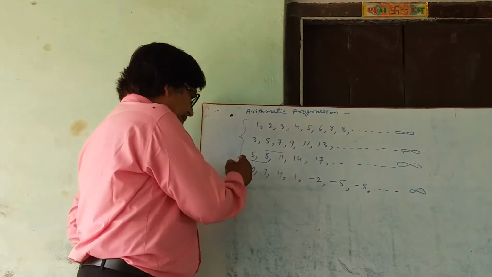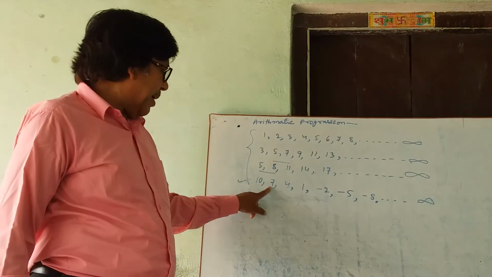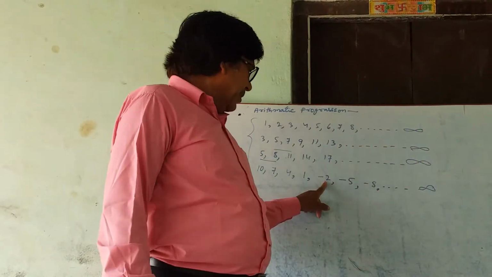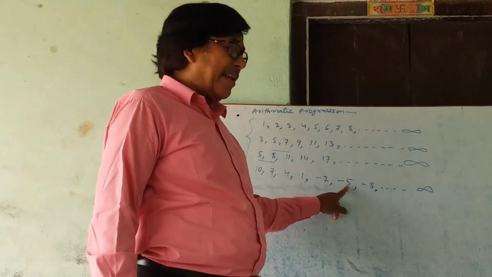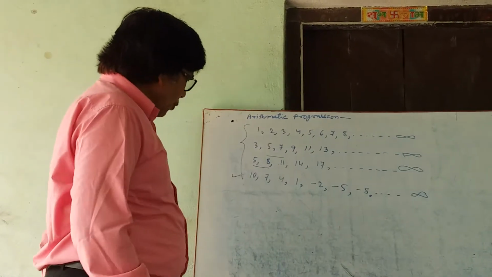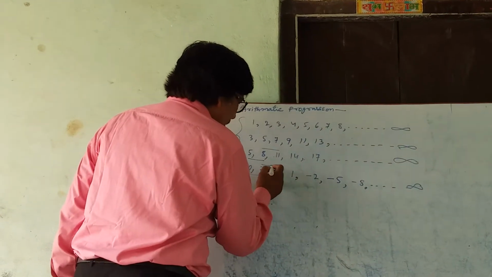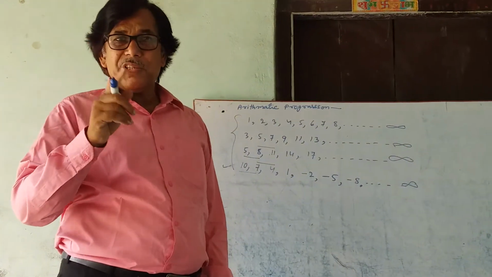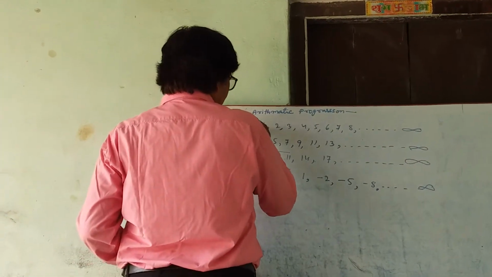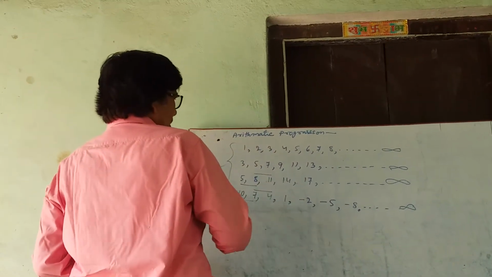Next, the last one: 10 minus 3 is 7, 7 minus 3 is 4, 4 minus 3 is 1, 1 minus 3 is minus 2, minus 2 minus 3 is minus 5, minus 5 minus 3 is minus 8, and so on. Here also each pair of successive members differs by the same number, minus 3. This minus 3 is the common difference. Now take the first example, or second example, and last example.